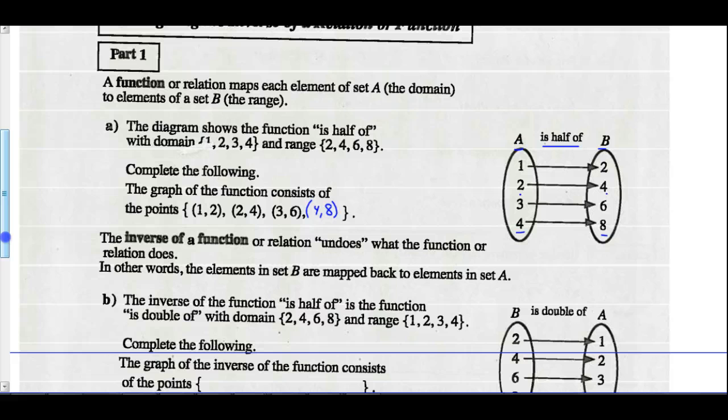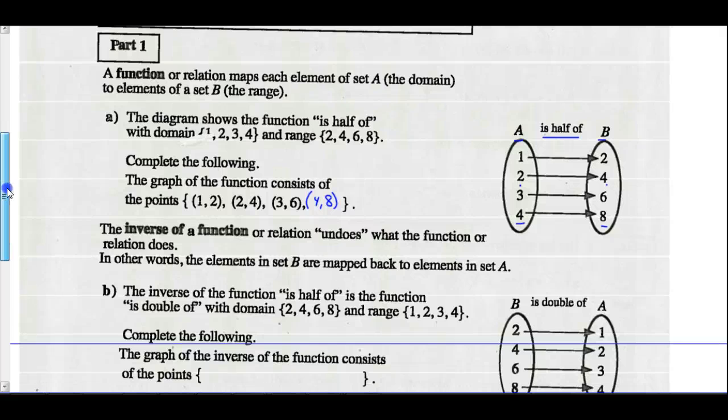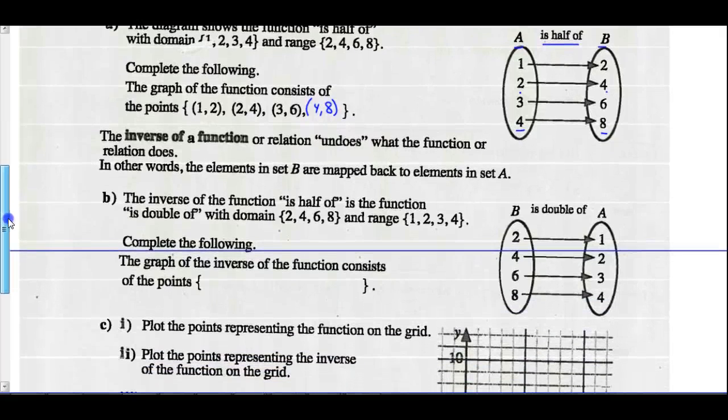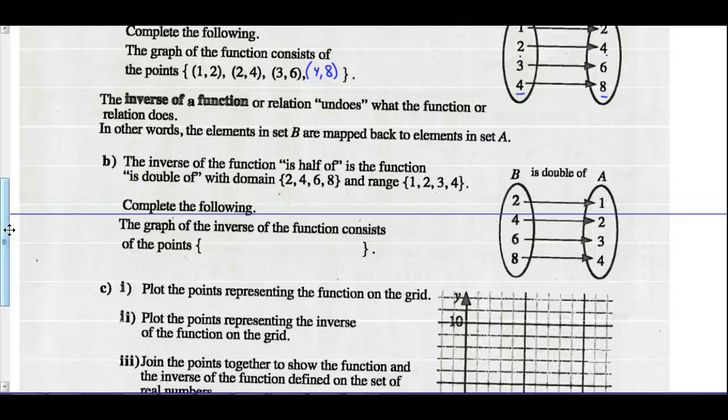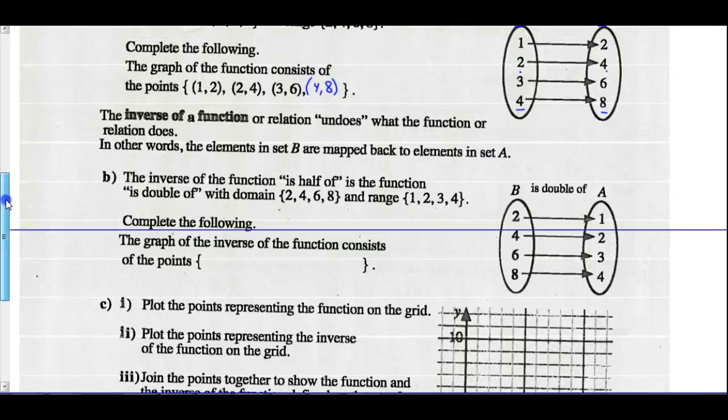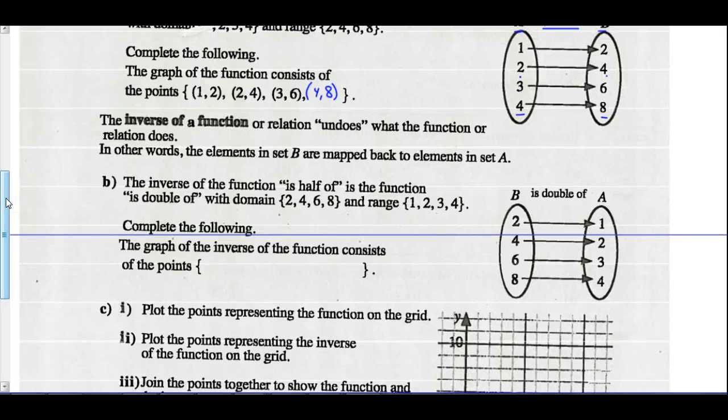The inverse of a function or relation undoes what the function or relation does. In other words, the elements in set B are mapped back to the elements in set A. So the inverse of the function is half of would be the function is double of. So the domain becomes 2, 4, 6, 8, and the range becomes 1, 2, 3, 4. So B is the double of A. 2 is the double of 1, 4 is the double of 2, and so on.